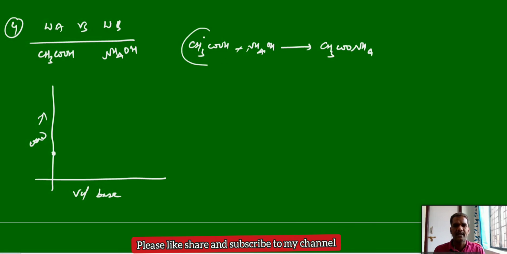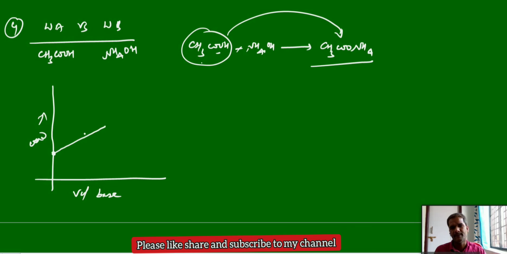Means what? Here ammonium acetate replaces the acetic acid. When ammonium acetate replaces acetic acid, does the conductance value increase or decrease? Acetic acid is a weak electrolyte, but ammonium acetate is a strong electrolyte. Here the strong electrolyte is replacing the weak electrolyte. So the conductance value will increase slowly, till all the acetic acid is consumed. There is no more acetic acid.